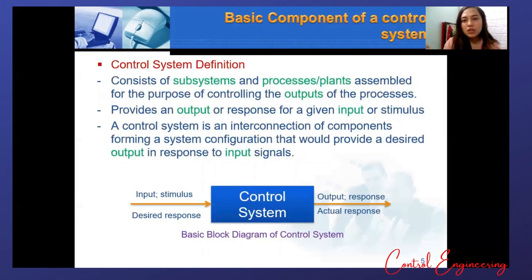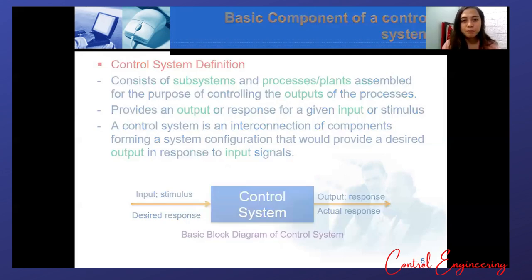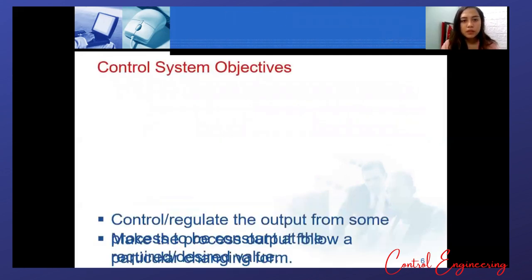So this is the control system definition. It consists of subsystems and processes or plants assembled for the purpose of controlling the outputs of the processes. It provides an output or response for a given input or stimulus, and a control system is an interconnection of components forming a system configuration that would provide a desired output in response to input signals.